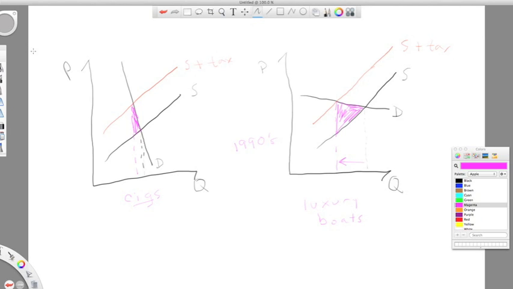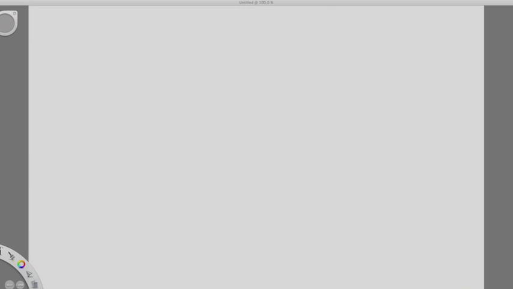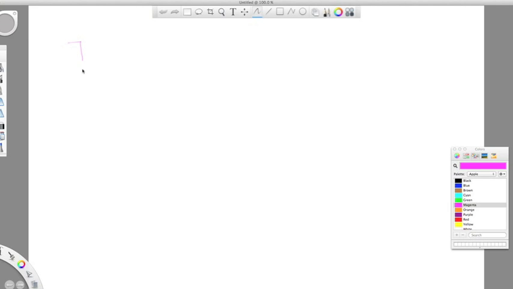So I'll come back in just a moment to talk about the burden of the tax, and then that'll do it for today. All right, so just one last point, and this is going to follow the same kind of pattern as what we just saw. I want to draw a couple different examples of supply and demand curves.